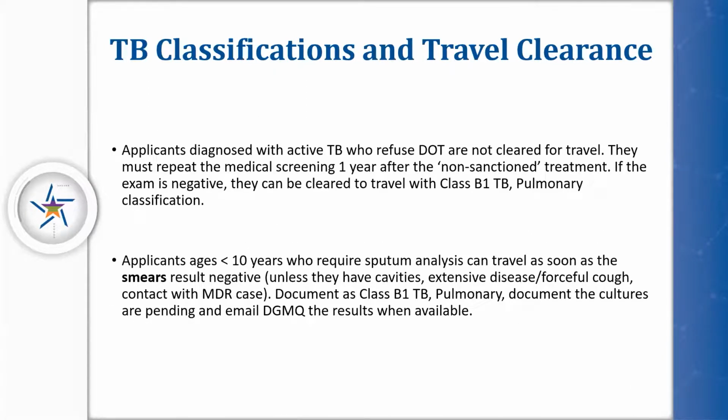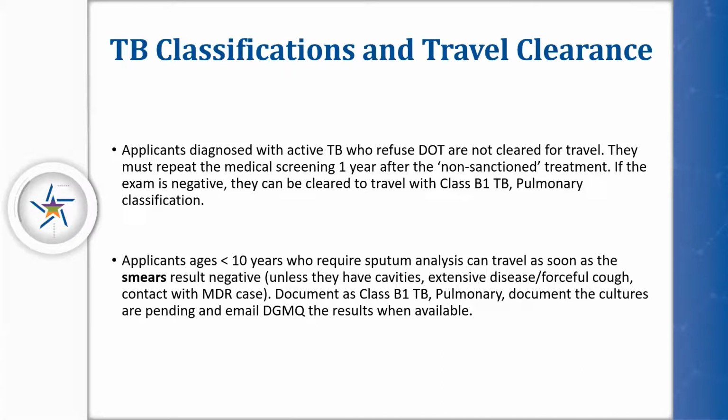So more on classifications and travel clearance. Applicants that are diagnosed with active TB who refuse DOT are not cleared for travel. They must repeat the screening 1 year after the non-sanctioned treatment. So if they don't want to be treated so that you can document that they received adequate treatment, they're required to wait a year. And so the question is, why a year? I think there's a balance between picking an amount of time that's fair and also picking an amount of time that might, if the person has inadequate treatment, allow them to progress to a point where you would be able to diagnose them.